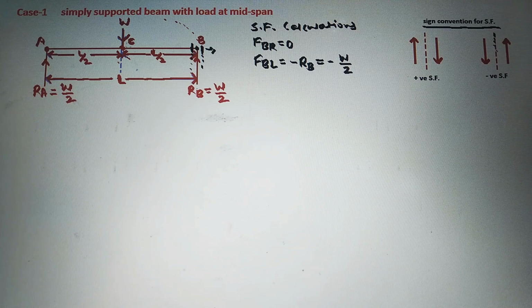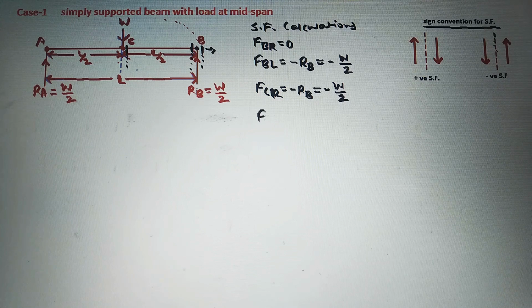Next we will take the section which is just right of C. So shear force at a section just right of C. This is the section just right of C. See on the right side, there is a load RB. On the right side of a section, RB is acting in upward direction, so it will be taken as negative. So it will be minus RB. So it will be minus of W by 2.